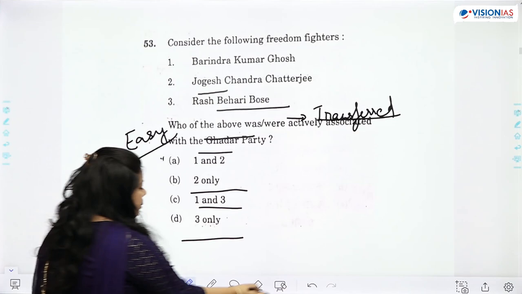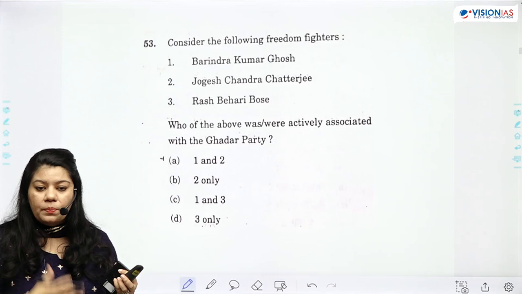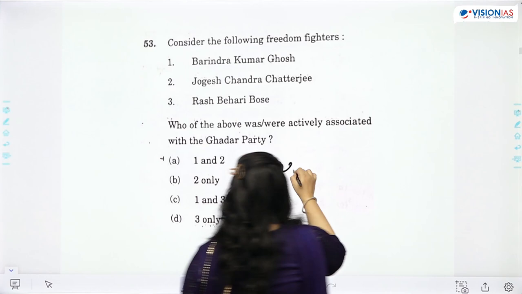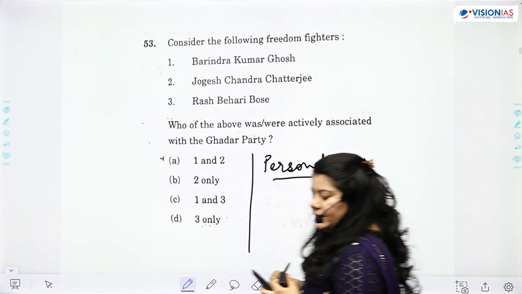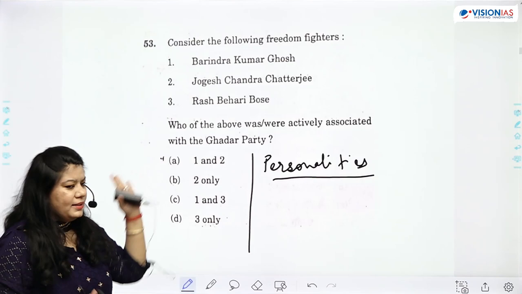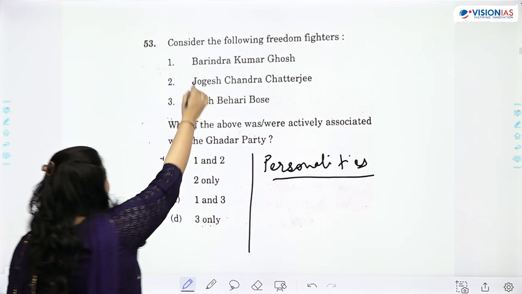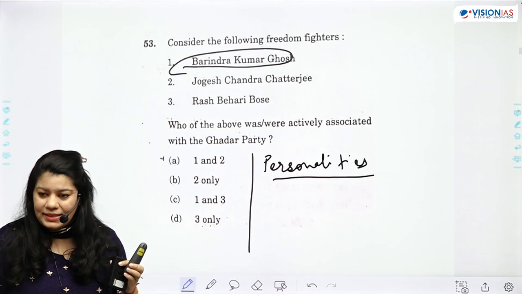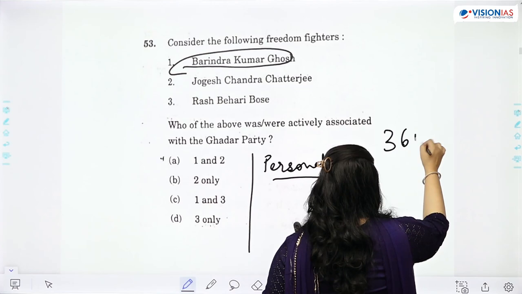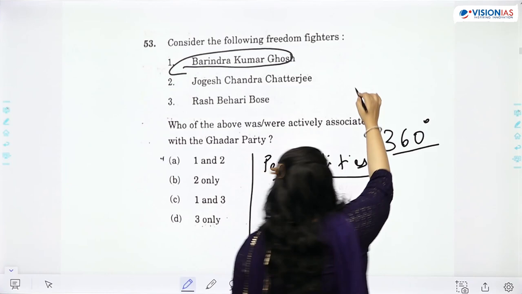Then comes your 53rd question. The 53rd question, as I told you, is from a topic which is important again, but mostly now questions are being asked on personalities, right? However, the analysis which I'm going to tell you may be far-fetched, because Gadar Party is important. There has been a question asked by UPSC in the last 7 years on Gadar Party, again by asking the headquarters, right? But this personality was indirectly prepared by the students this time. And now this is what we call 360 degree analysis or orientation, or holistic studies for prelims, mains or an interview.